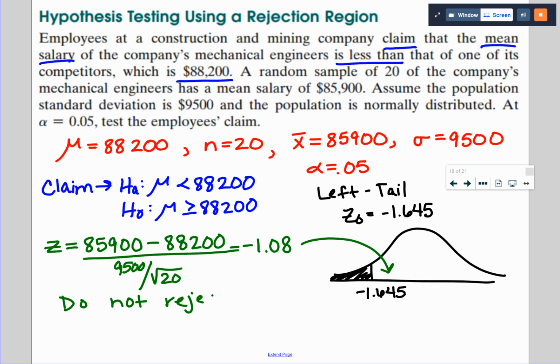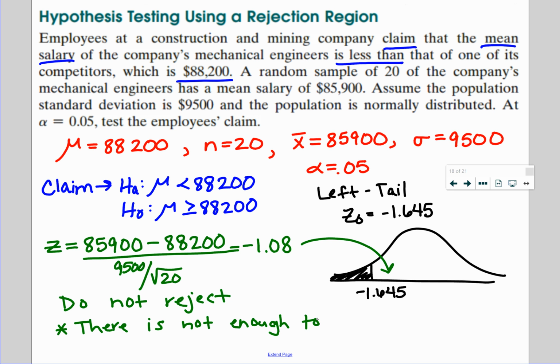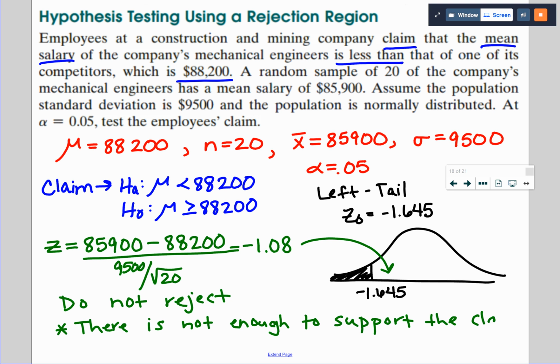So then our summary of this would be there is not enough evidence to, because my claim was the alternative, we're saying support the claim. And again, you can always get a little more wordy with that if you want to, that mechanical engineers make less than their competitors at 88,200. There is not enough evidence to support the claim. All right.